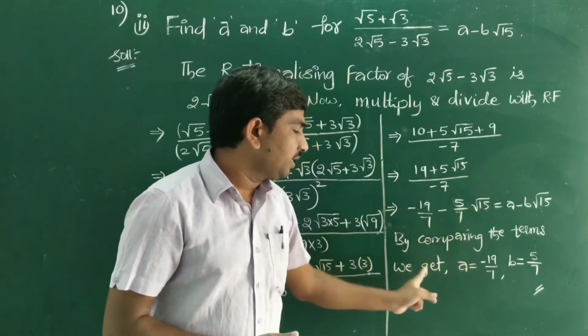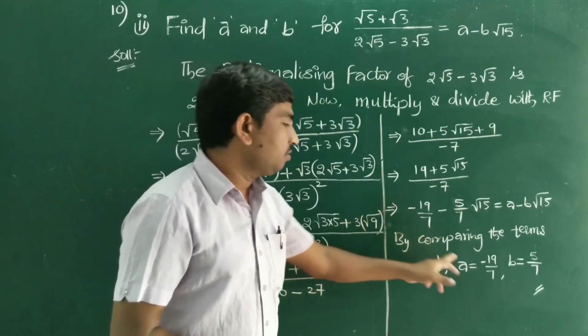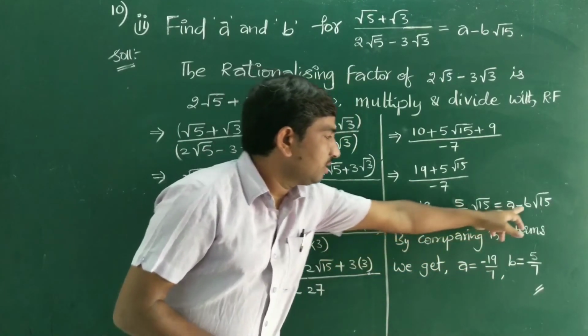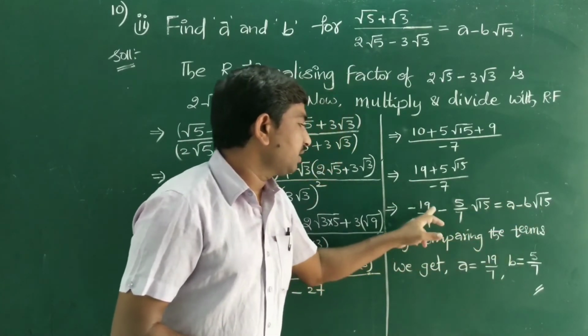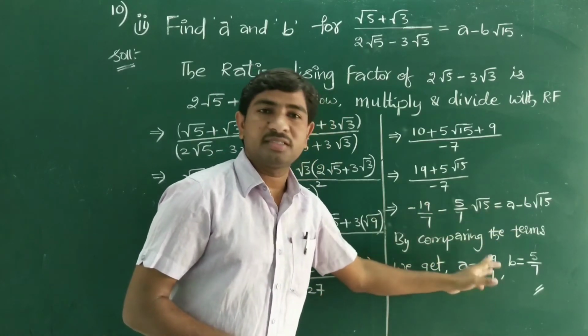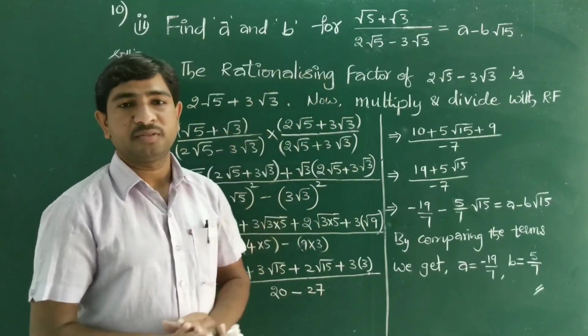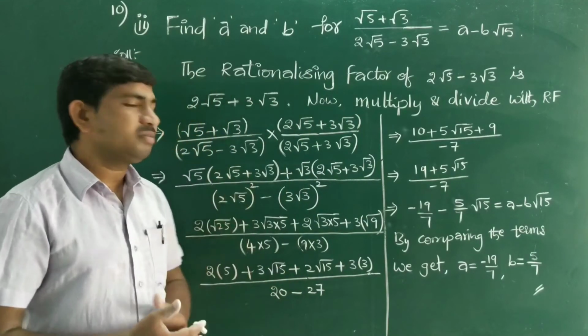So by comparing these two terms, what will we get? A value is minus 19 by 7, b value is 5 by 7. So these two are the a and b values, the required values for the given problem. Okay, so the 10th problem is completed.